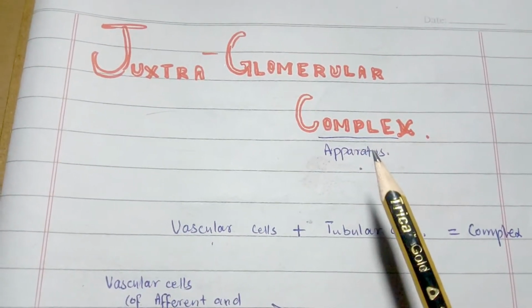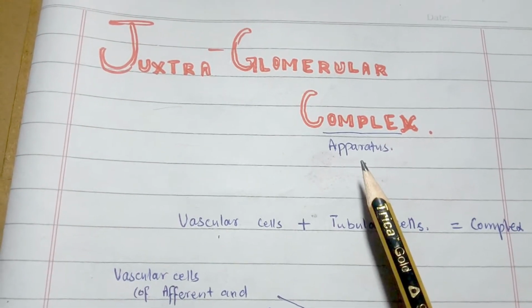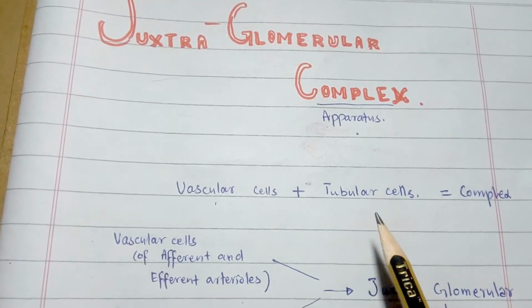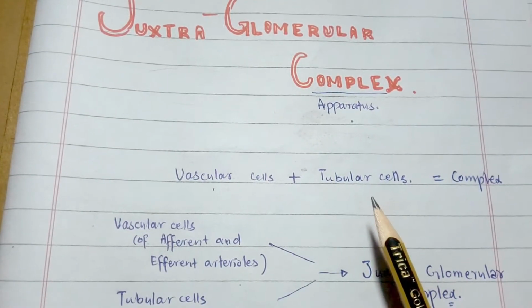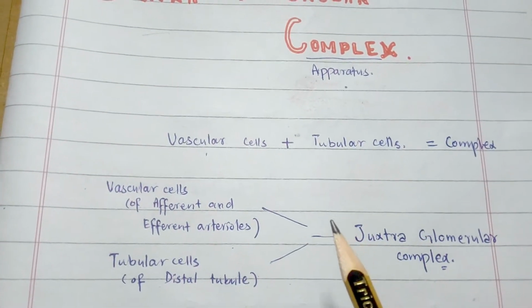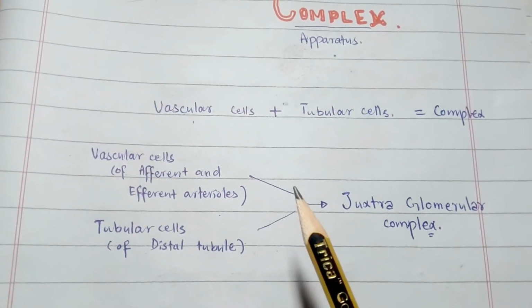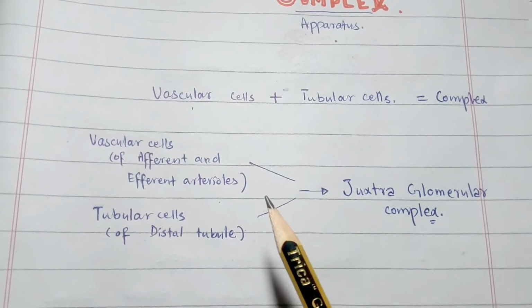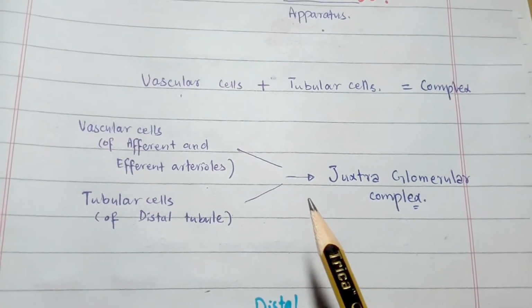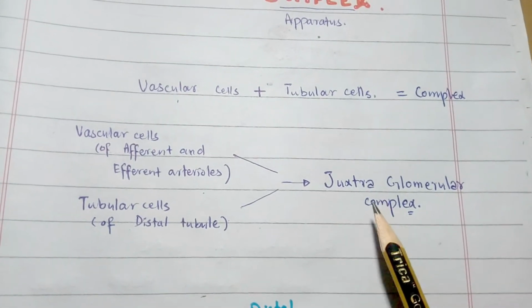The juxtaglomerular complex or apparatus is the vascular and tubular cells at the junction of the ascending limb of the loop of Henle and the afferent and efferent arterioles of the same nephron.